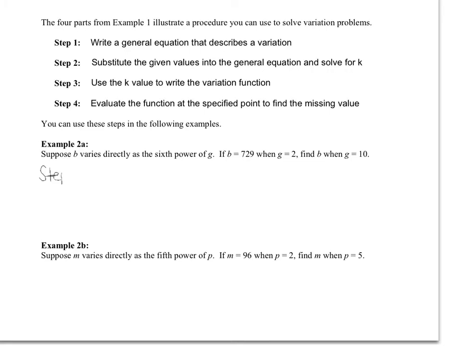So step 1. I'm just going to use these steps. First step is write a general equation that describes a variation. We know our direct variation is y equals k x to the nth. They're telling us for this example, b varies directly as the 6th power of g. So we can say b equals k times g to the 6th power. That's what they want for that one. That's step 1.